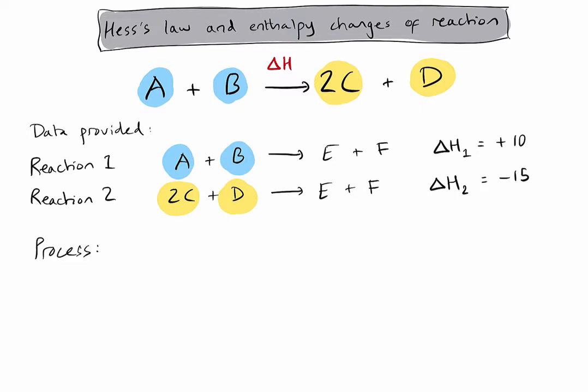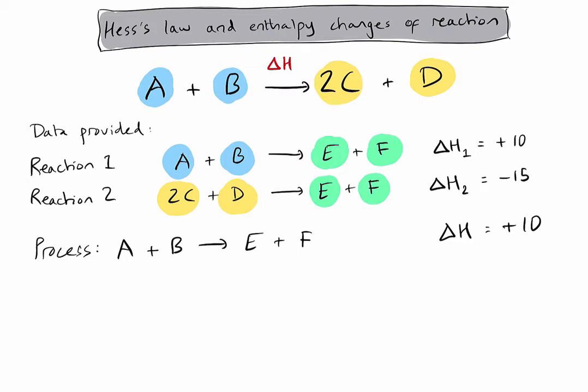Given that the reactants in my main equation are identical to the reactants in reaction 1, it's going to be a sensible place to start there. So let's write down that reaction and also the enthalpy change that we're provided with. So reaction 1 has allowed me to produce E and F. And if I look carefully at the two reactions I'm provided with, I can see E and F are also the products of reaction 2.